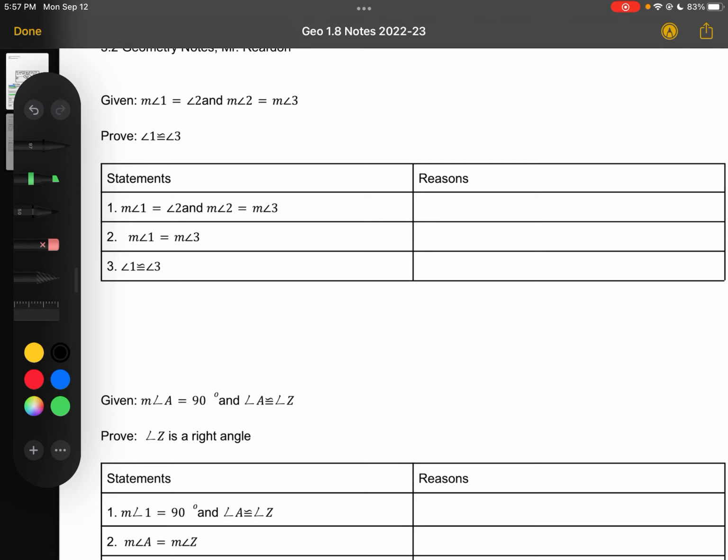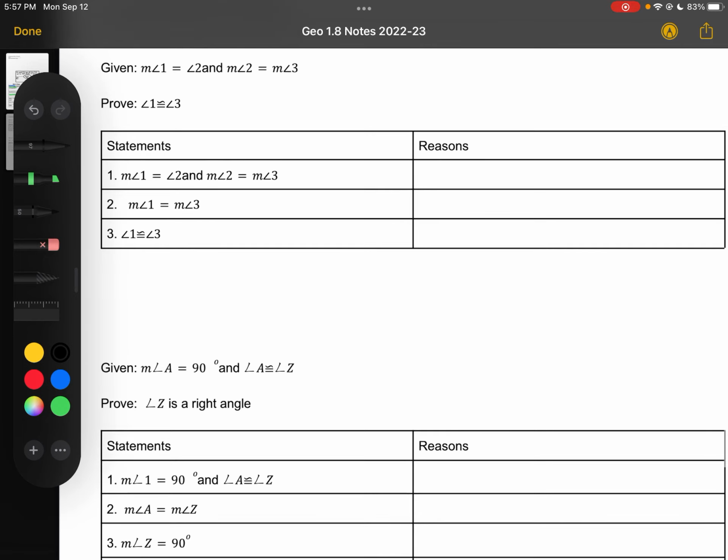All right, so taking a look through at a couple of examples here, we'll do some practice with the properties that we just learned. What we are going to first take a look at is our first example.